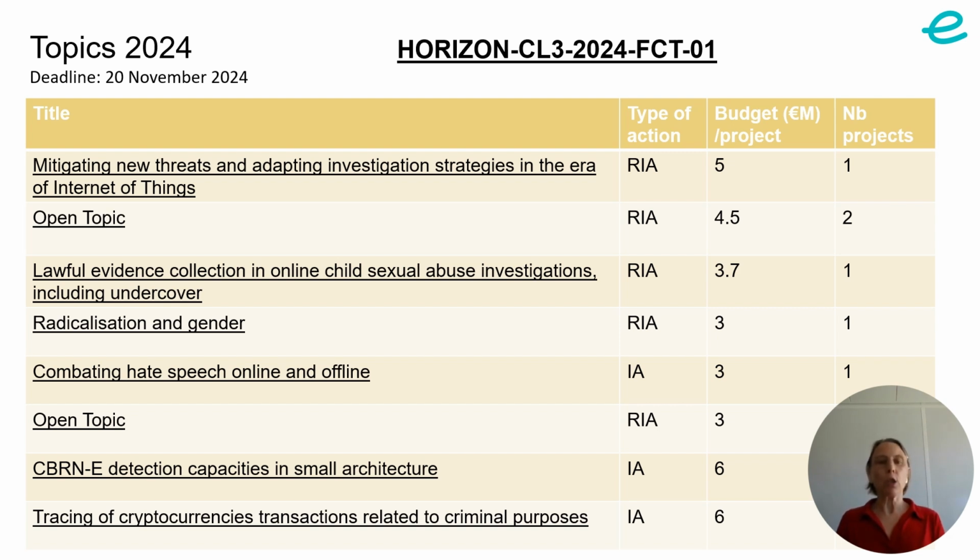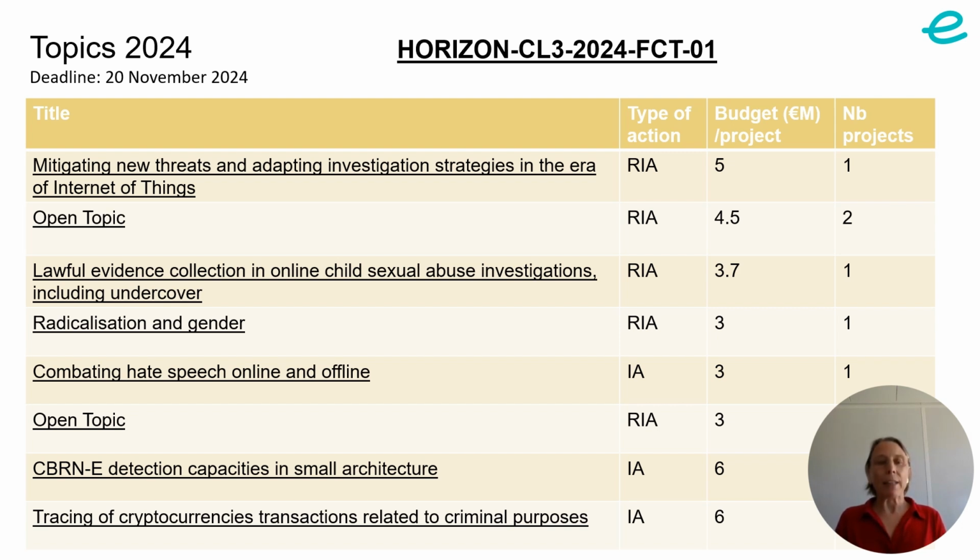The first topic is about mitigating new threats and adapting investigation strategies in the era of Internet of Things. The second topic is an open topic on forensics, and you should address this fast evolving domain. Then the third topic is about lawful evidence collection in online child sexual abuse investigations, including undercover. Then one topic on radicalization and gender, so understand how gender influences radicalization and what are the motivation factors to prevent it.